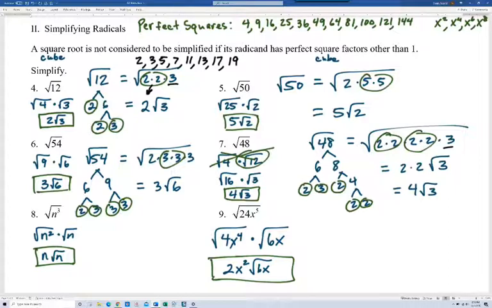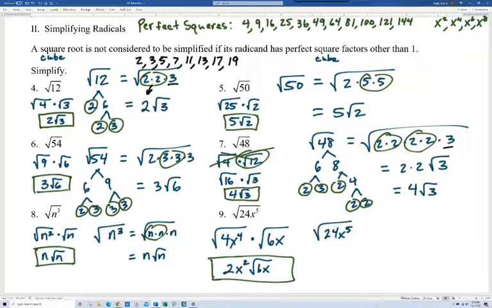All right, so you might want to see if you can do number 8 and 9 that way, if you like that technique, or otherwise you can just move on to the next slide. All right, so if you did 8, you can break n cubed down into 3 factors of n. We have 1 pair, so we can pull out 1 factor of n.